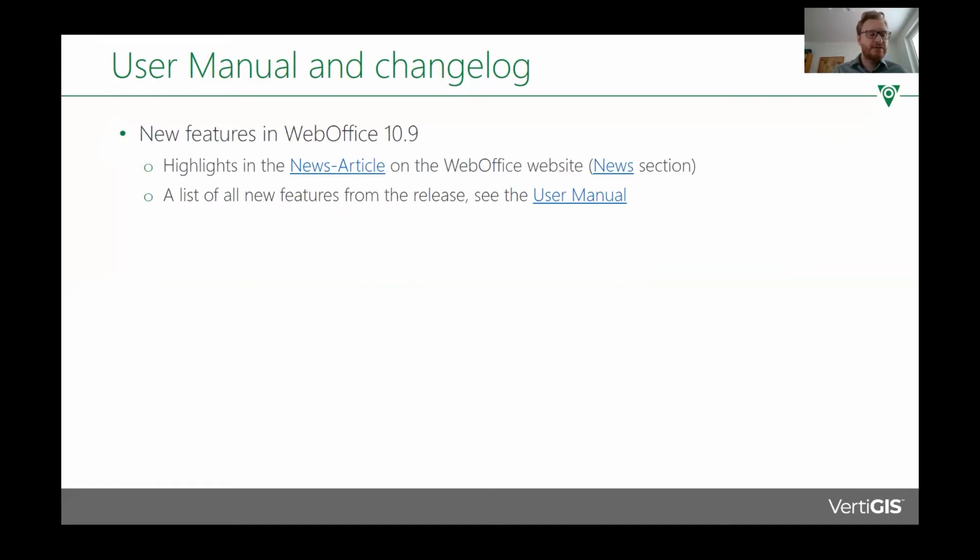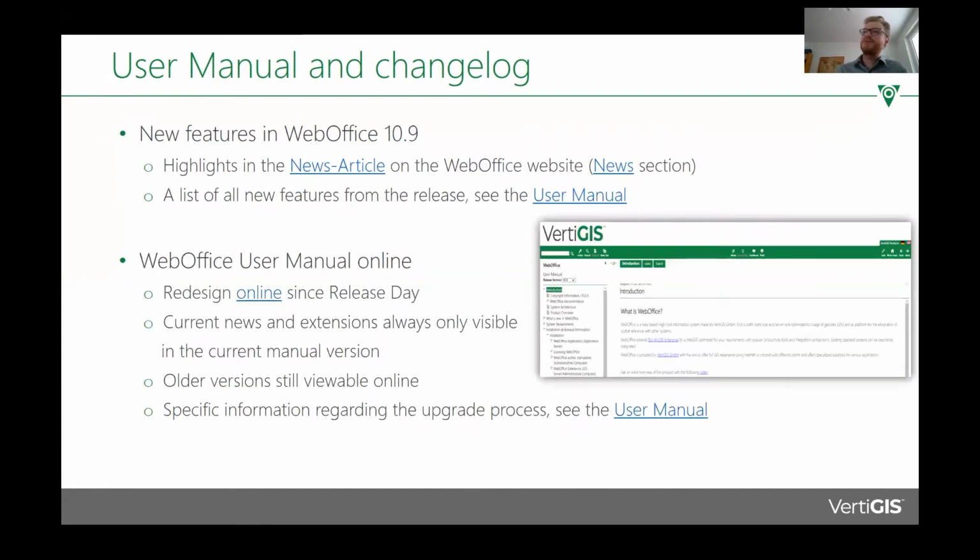But the news section is an overview, like the highlight features and the basic information on where to download the software. But a release has much more to it, and that usually can be found in the WebOffice user manual. The WebOffice user manual will look significantly different to what you are used to when you are a WebOffice customer using 10.8 or prior. So we have rebranded the whole user manual to the unique Vertiges CI that all of our products now share.